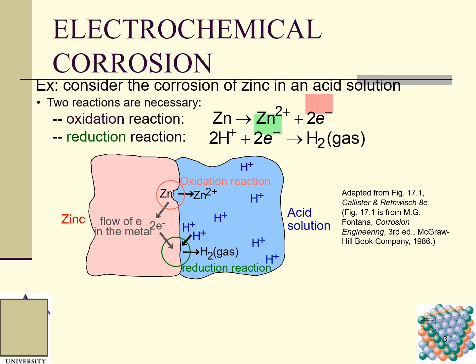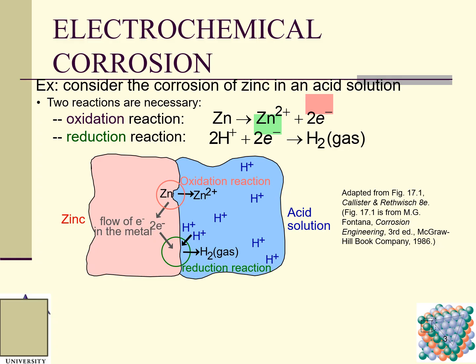Electrochemical corrosion. For example, consider the corrosion of zinc in acid solution. Acid solution means that we have hydrogen ions, H plus. So two reactions are necessary for the electrochemical corrosion. The first one is zinc: the zinc atoms become zinc ions and also release 2 electrons.